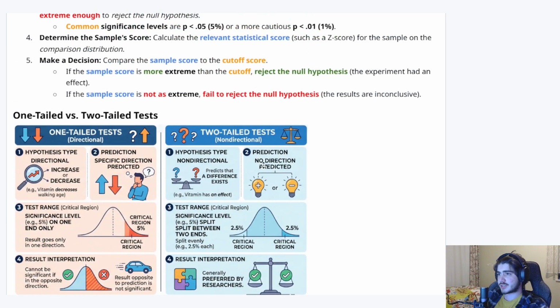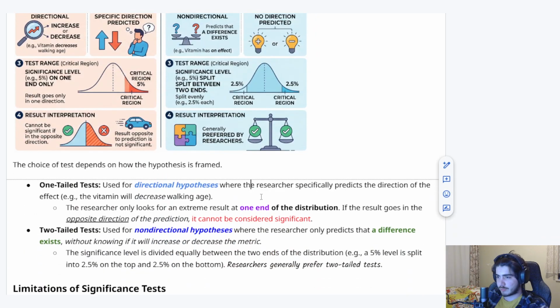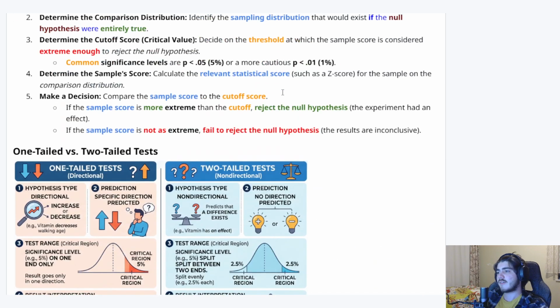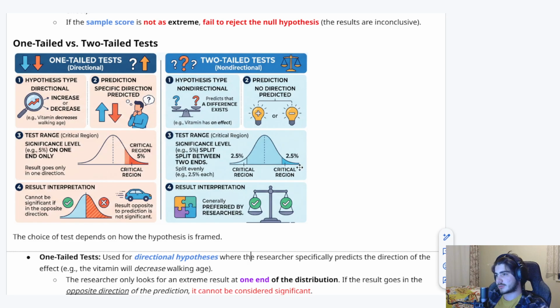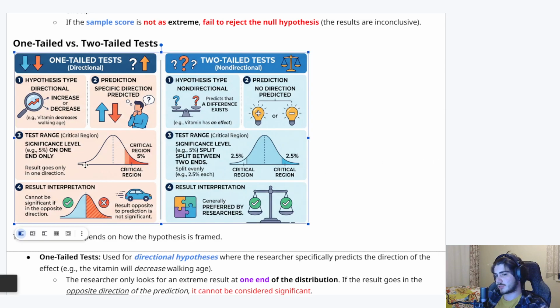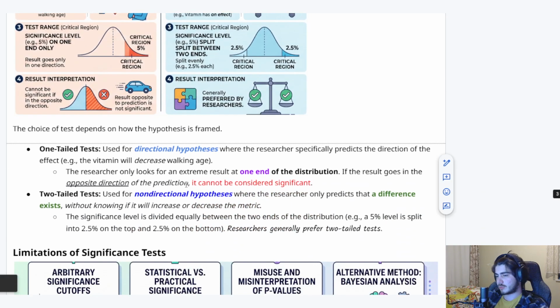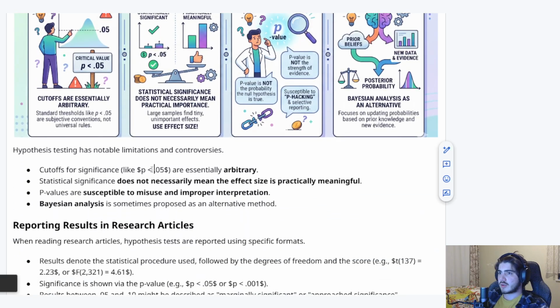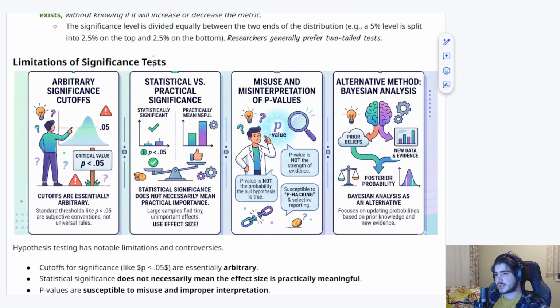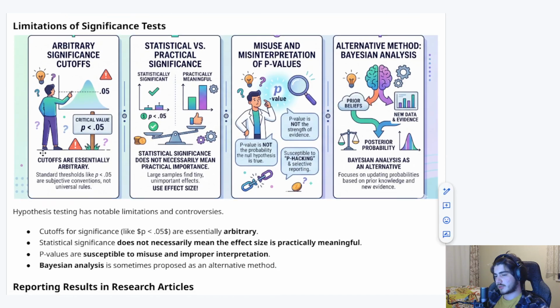Now, of course, this two-tailed test is preferred by researchers because it can help you locate more data instead of just being confined by what you tried here. The limitations of significance tests are there because, for example, when we look at 5%, this is just a subjective convention. This is not a universal rule. It's all subjective.